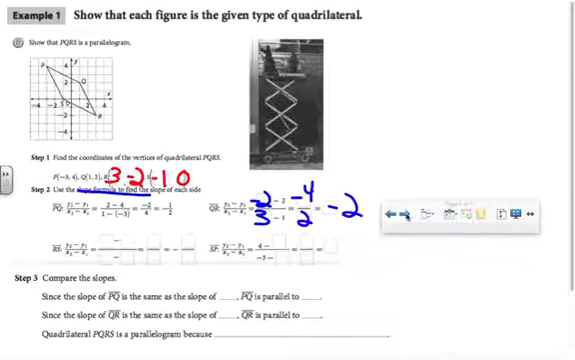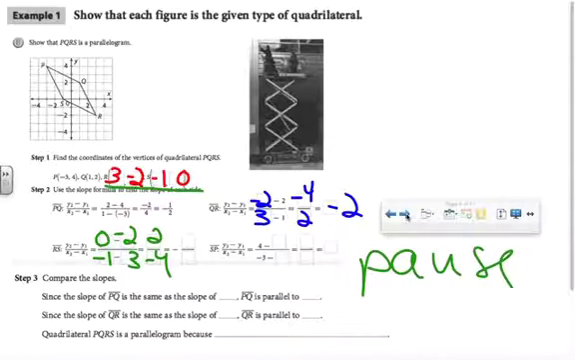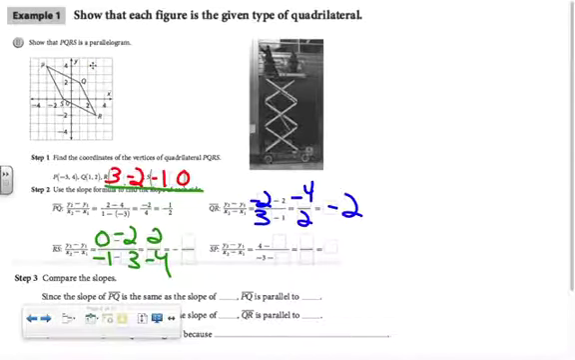Slope of RS, that's going to be, let me highlight what I'm looking at here. Finding the slope of RS, I'm going to be using those two coordinates. So that will be 0 minus -2 over -1 minus 3. That will become 2 over -4. This reduces to -1/2.